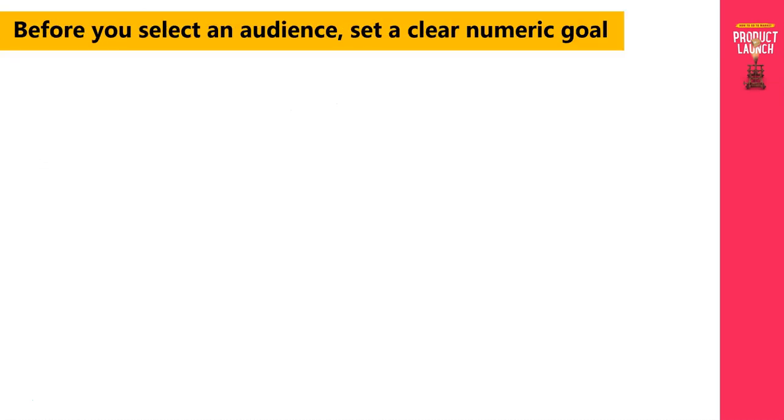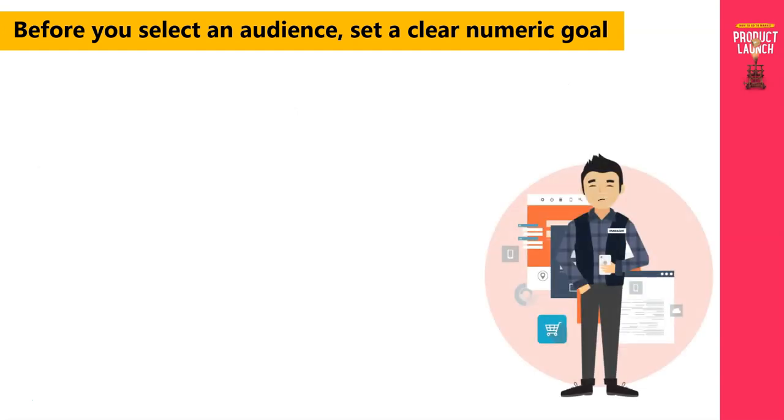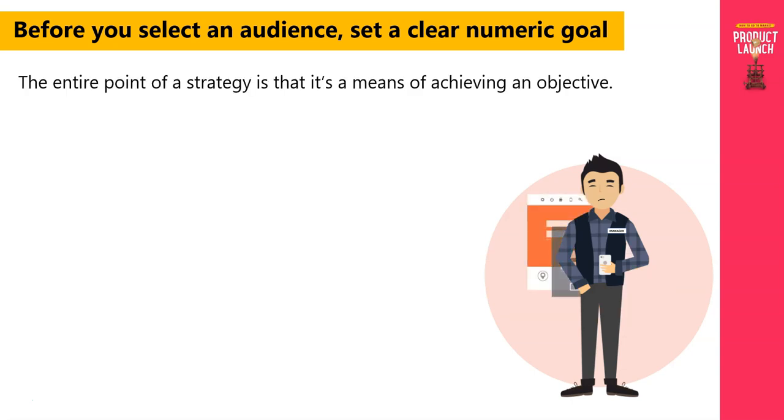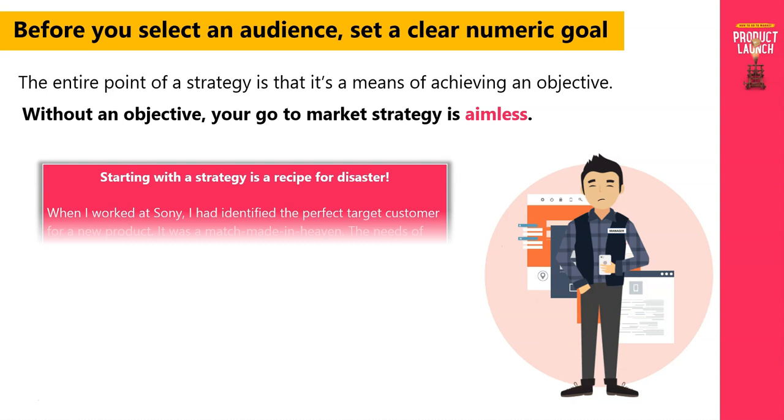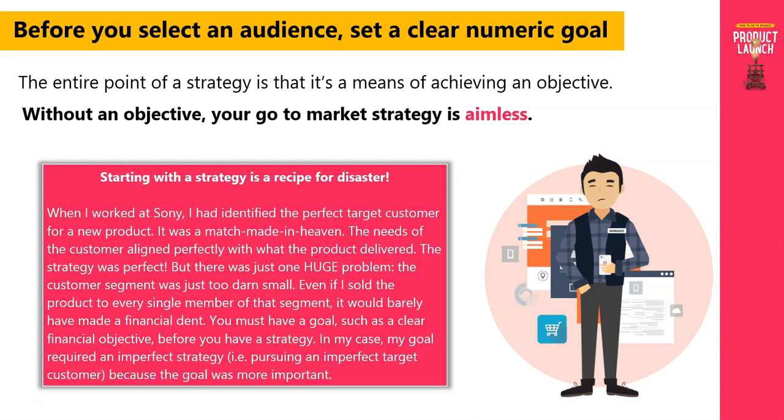Before you select an audience, set a clear numeric goal. The big mistake managers make with going to market is jumping straight into the strategy without quantifying their desired outcome. The entire point of a strategy is that it's a means of achieving an objective. Without an objective, your go-to-market strategy is aimless. Starting with a strategy is a recipe for disaster.